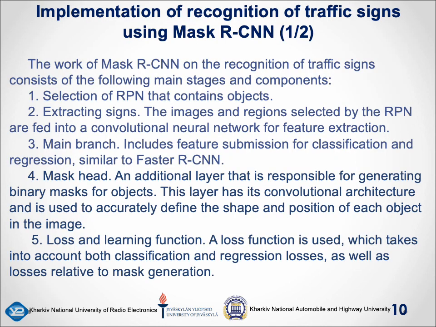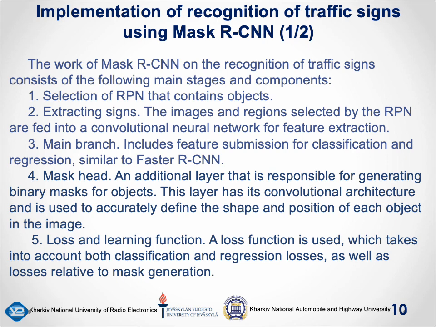Considered are issues of road sign recognition implementation using Mask RCNN. The work of Mask RCNN on the recognition of traffic signs consists of the following main stages and components, totally five. First one, selection of regions by RPN that contain objects. Next one, extracting signs: the images and regions selected by RPN are fed into convolutional neural networks for feature extraction. Third one, the main branch includes feature submission for classification and regression, similar to Faster RCNN.